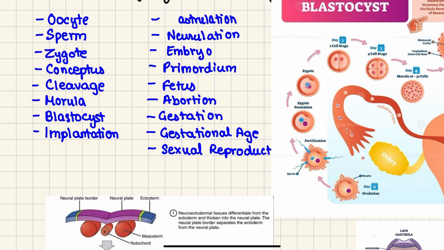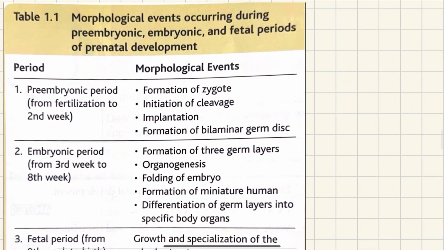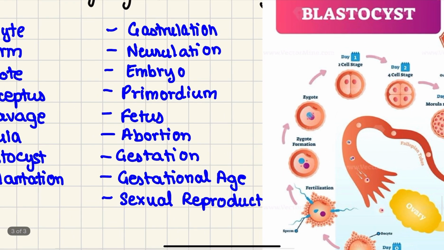Next we have something called gastrulation. What is gastrulation? As we had seen earlier in the embryonic period, you see formation of 3 germ layers. The process of formation of these 3 germ layers is termed gastrulation.